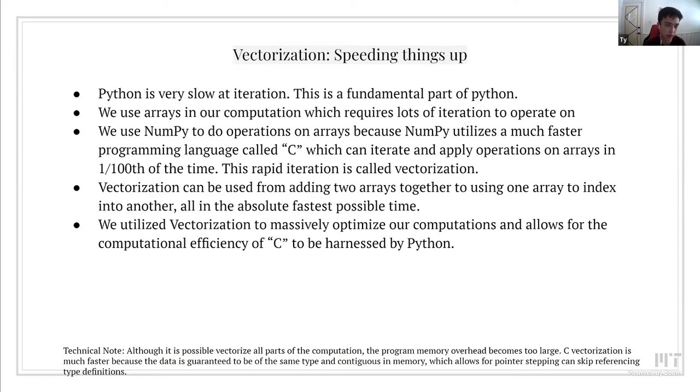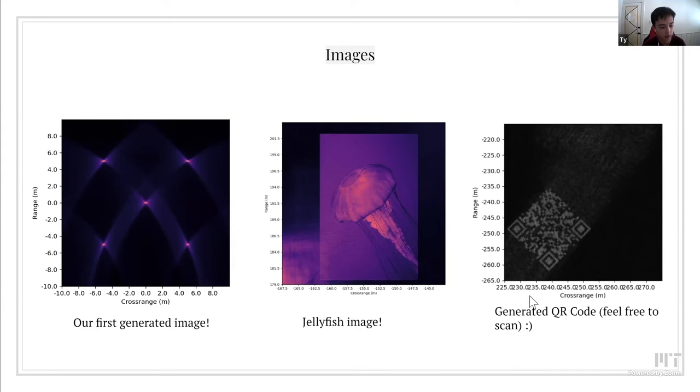So here are some of the images we formed. This first image on the left is a 5-point scatter. This is the first thing that all the groups generated. It's the very first image we had, and this was by far the hardest image to generate, just because we didn't know what was going on. But once we got it, it was so simple. We were able to generate this image in 5 or 6 seconds with relatively okay resolution.